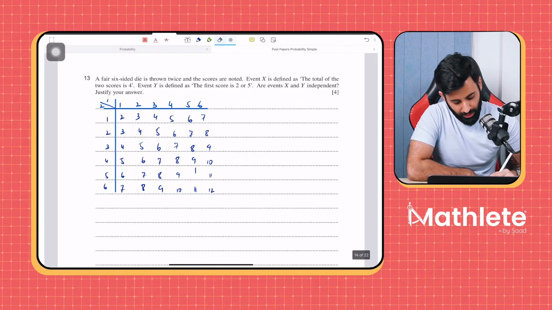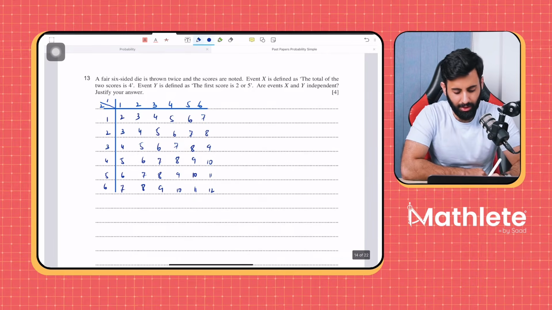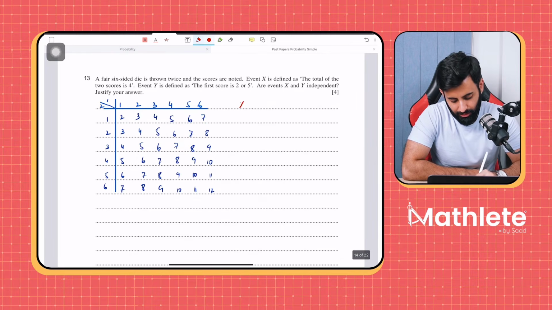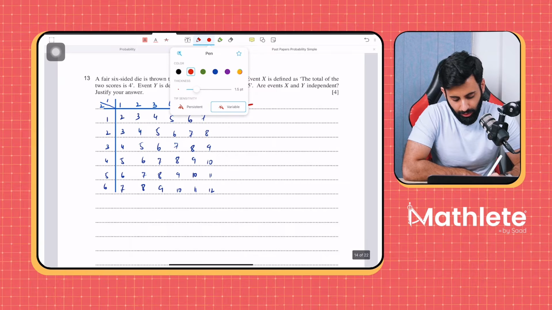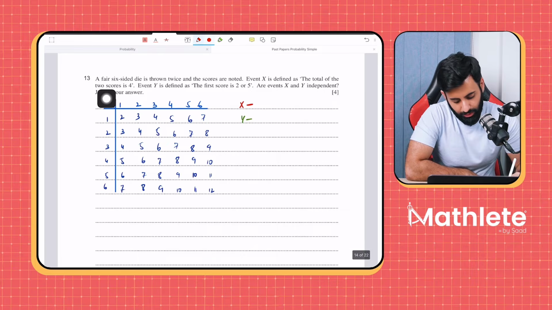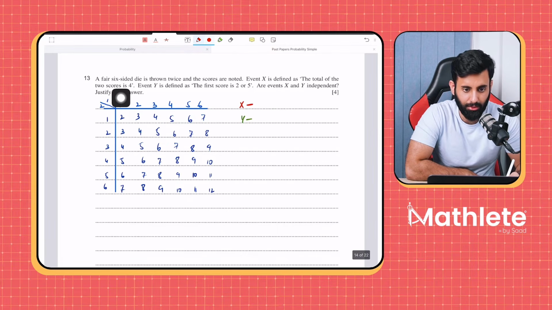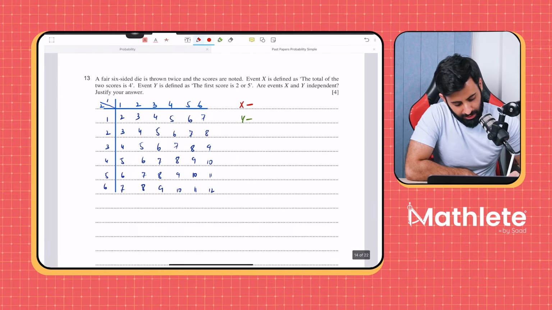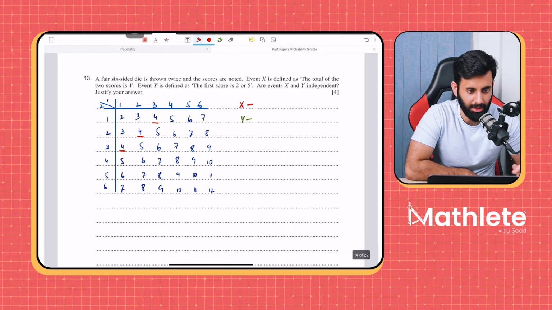Okay, now see if you guys can help me out over here. Let's look at the 2 events that we have. X, I will underline using the color red. Y, I will underline using the color green. So event X is that the total of the 2 scores is 4. So how many times does that happen? 1, 2, 3. That's it.